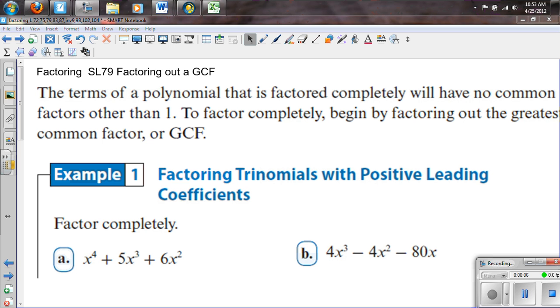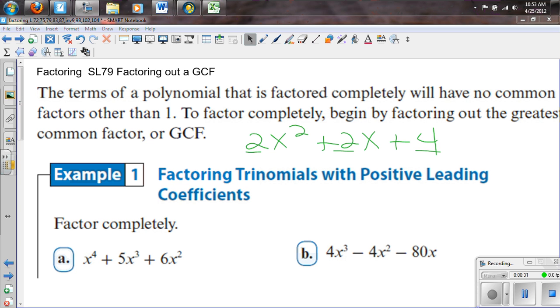Lesson 79, factoring out a greatest common factor. The terms of a polynomial that's factored completely will have no common factors other than 1. So in other words, something like 2x squared plus 2x plus 4 is not completely factored out because it all has a common factor of 2, because 2 can be taken out of all of those.